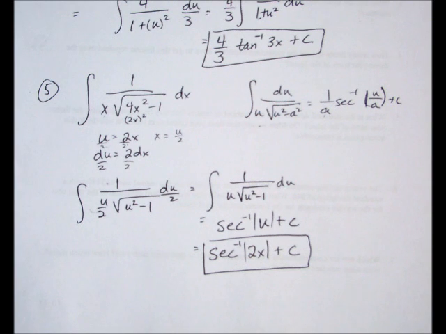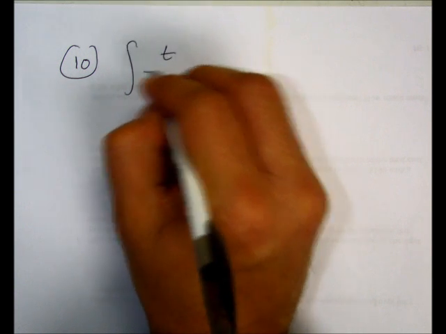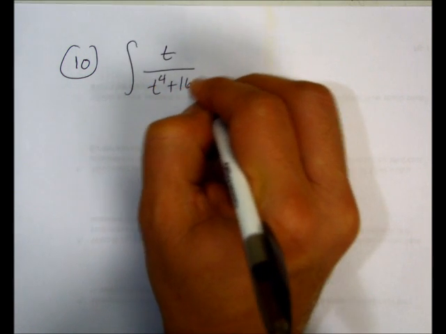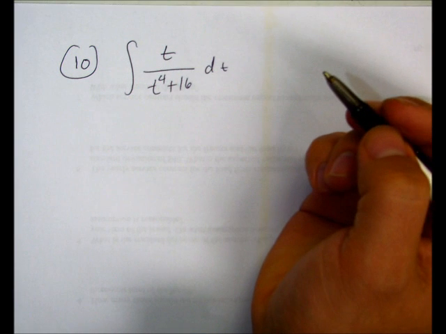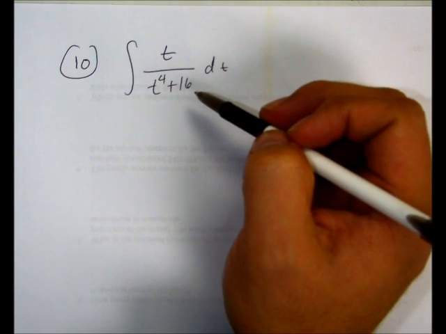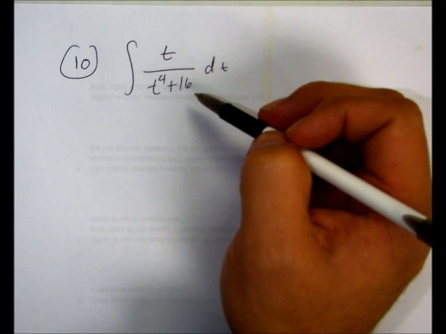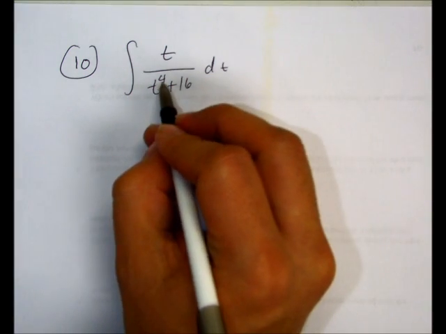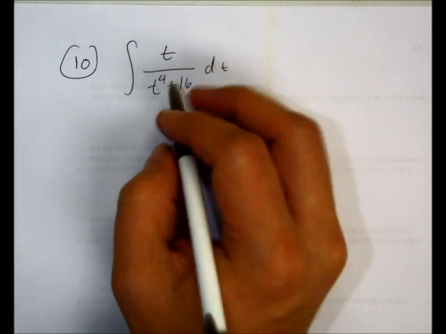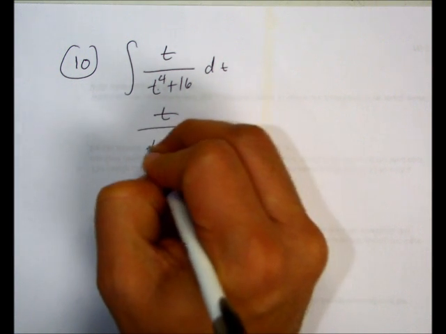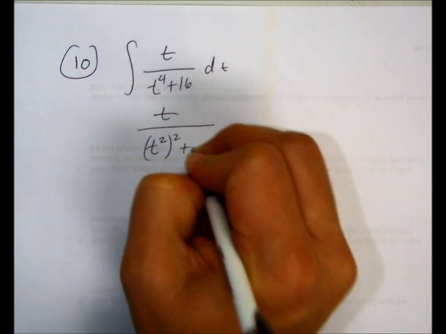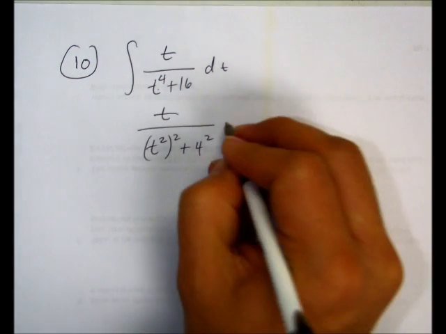Okay, finally we have number 10. And number 10 was the integral of t over t to the 4th plus 16 dt. Now, to me, there's no square root, so I'm thinking it's probably going to be an arctangent. The problem is we have a t to the 4th, so I'm going to make this, it's going to be an interesting little u substitution, t squared squared plus 4 squared dt.